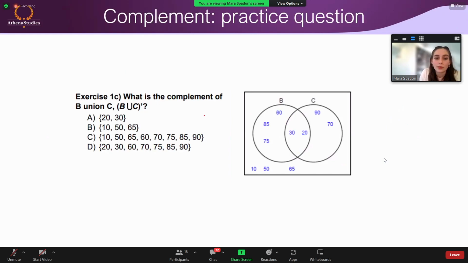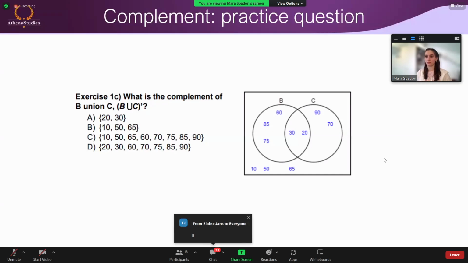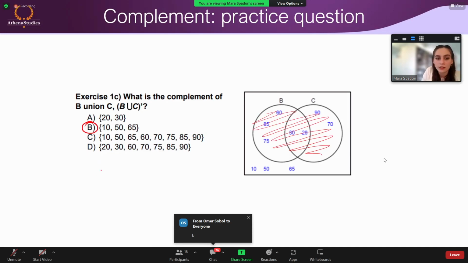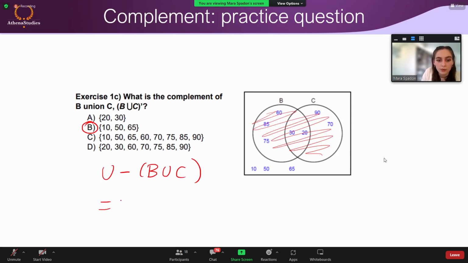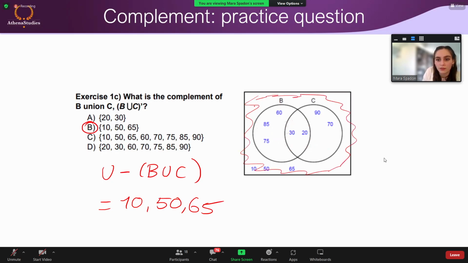So if you want to find out what the complement is of the union, what would that be? So everything except for the union of B and C. I'm seeing the answer B. Yes, exactly. Because we take B union C, right? And indeed we subtract it from the universe. So we are left with 10, 50, and 65. So then the complement is only this. Yes, exactly.